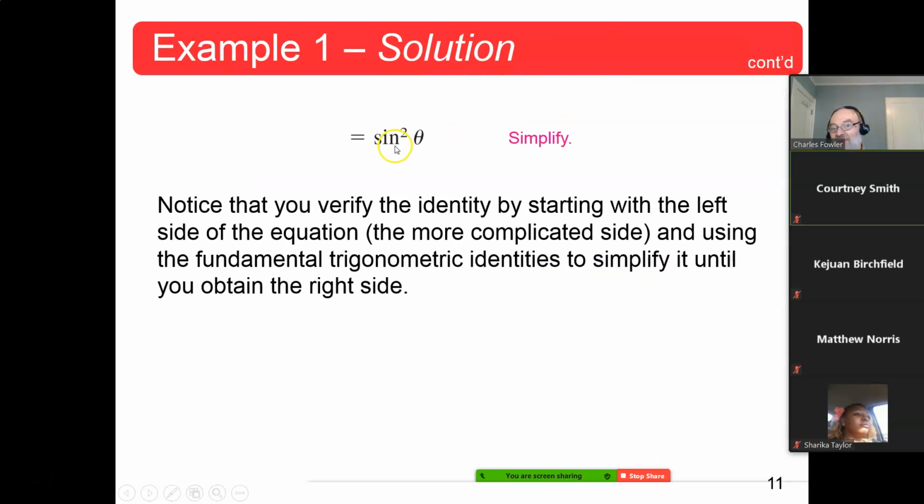That's equal to sine squared theta. Right-hand side of sine squared theta, left-hand side of sine squared theta. Notice that you verify the identity by starting with the left side. That's what they chose, the more complicated side, using your fundamental trig identities to simplify that until you get to the other side. Okay? You don't have to do it that way. We'll see other examples where you don't have to, but this was the way to go on this problem. Any questions? Okay, there was example 1. That was at the top of page 356. There is a checkpoint. Please do the checkpoints as soon as you can after class.